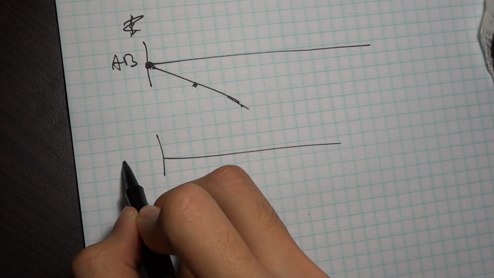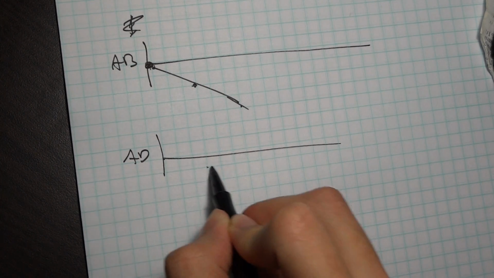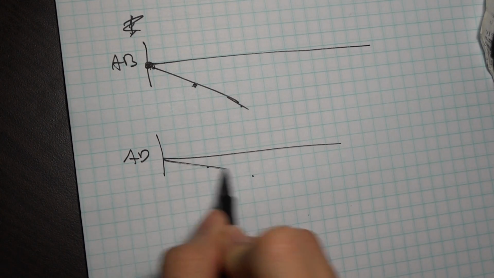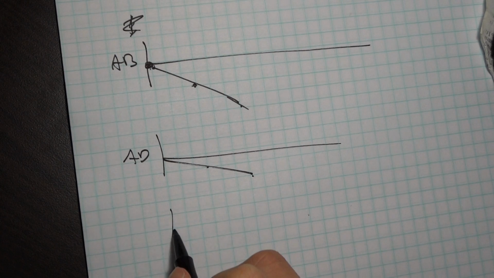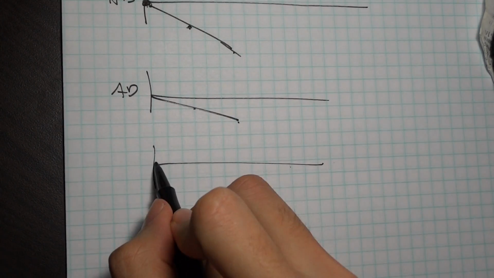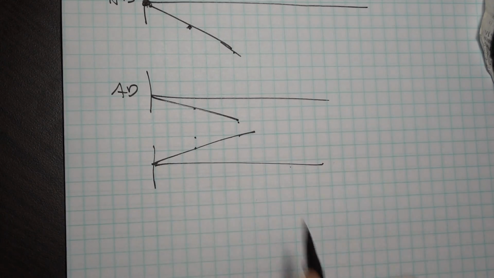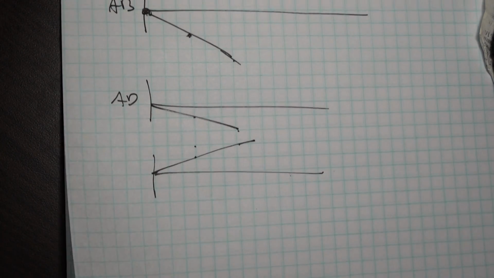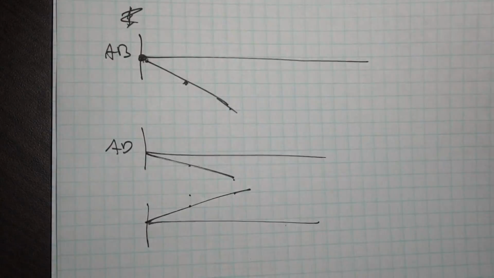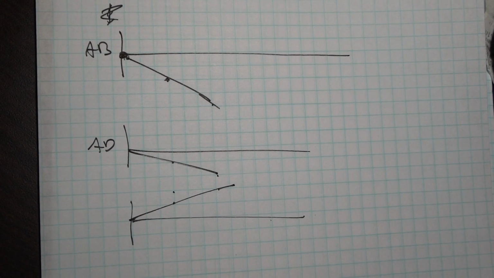This is AD. AD is going to be just like the last one, but shallower. And then CD is going to be positive. So you have all these values. You're just going to plot them, and yeah, that's pretty much it.